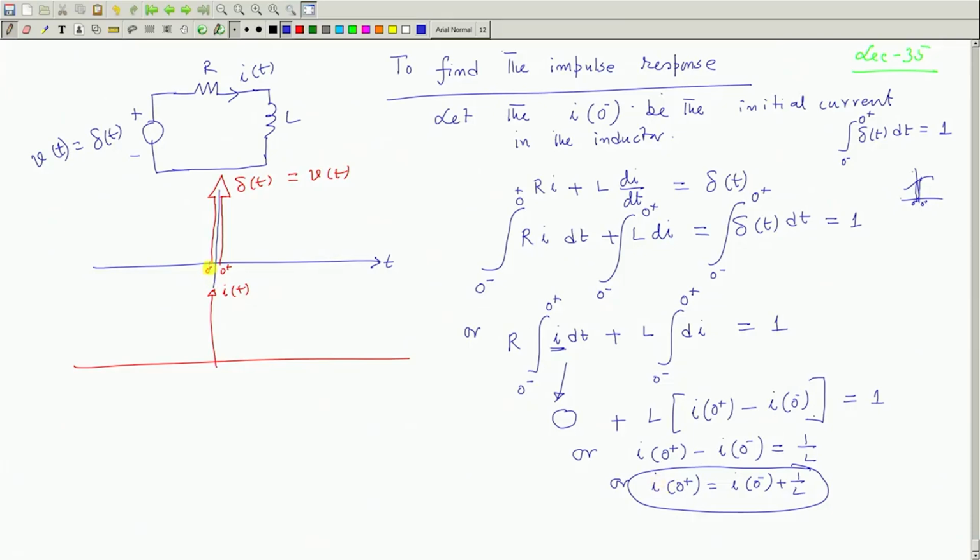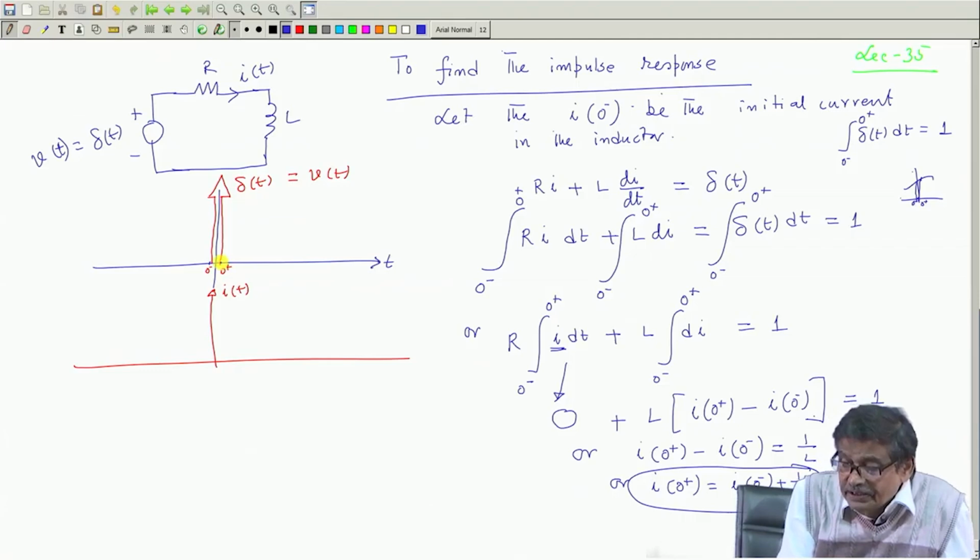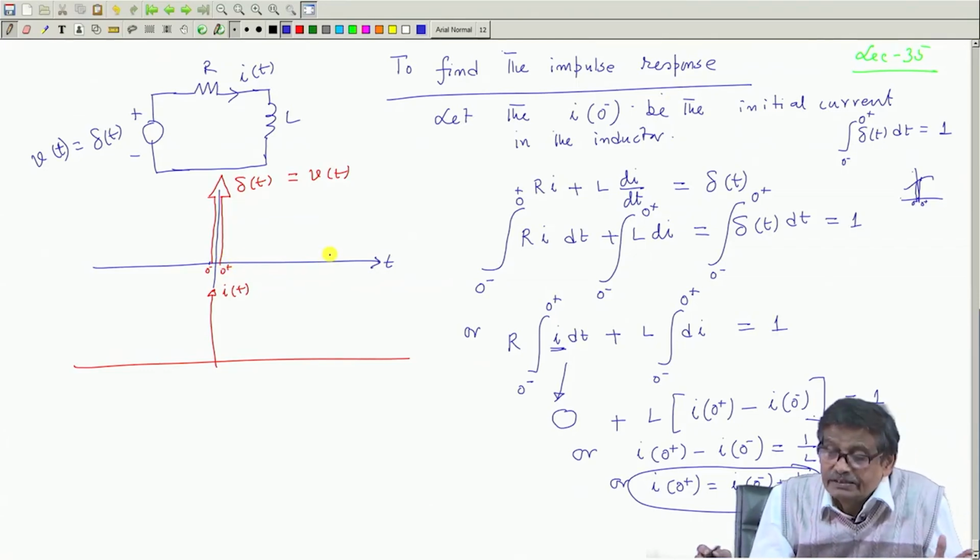So, current earlier it was I(0-), in no time, that is at t equal to 0 plus, it will become some value which will be equal to that initial current I(0-) plus 1 by L. Now, impulse function, some people say it is a very simple function, but it is disturbing at t equal to 0. Okay, let it disturb at t equal to 0. But you see, for t greater than 0 plus, delta t does not exist.